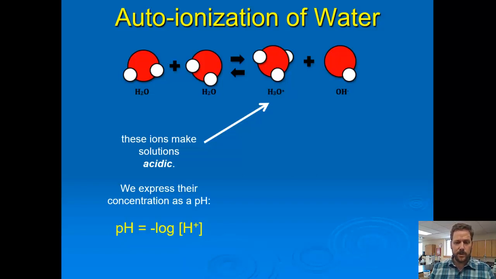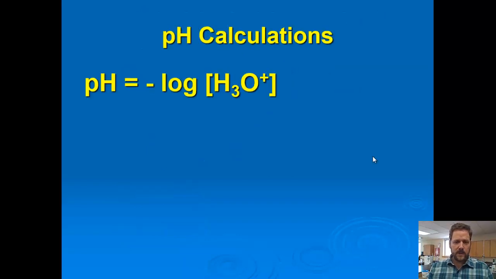So if the concentration of hydronium ions is 0.0000001 molar, that means it has a pH of 7. It's 7 orders of magnitude away from 1 molar. So pH is calculated as the negative log of hydronium ion concentration.